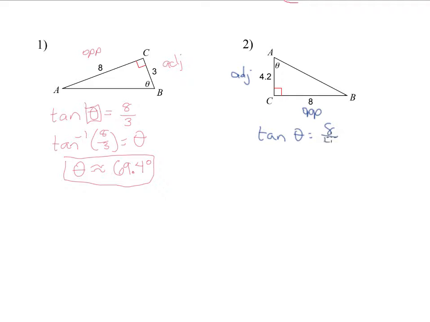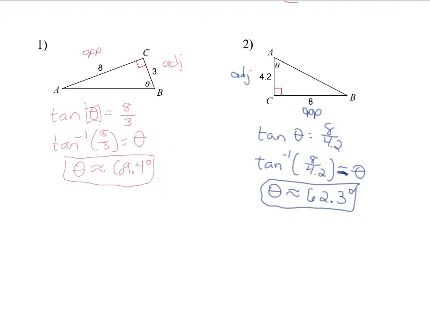Number 2, we're also given the opposite and the adjacent side of theta, so tangent of theta is equal to 8 over 4.2, so therefore the arctangent of 8 over 4.2 is equal to theta. Using our calculator, we'll approximate that theta is approximately 62.3 degrees.